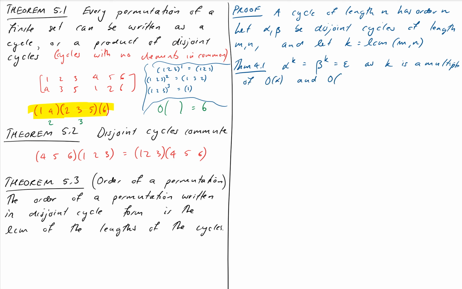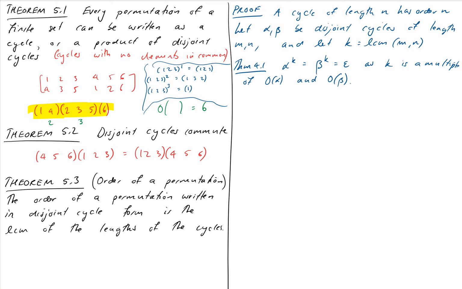Okay, so remember, alpha has order m, so taking alpha to the power of m gives me the identity. k is a multiple of m, so it's just doing that some number of times, so it's always going to be the identity. Same logic applies to beta.